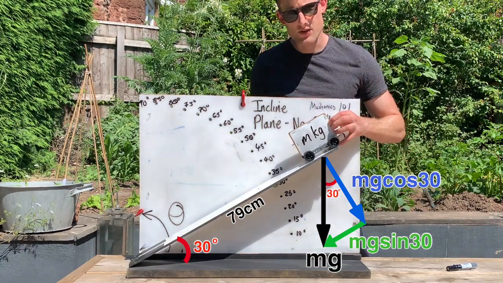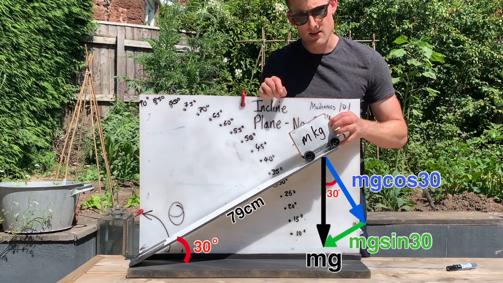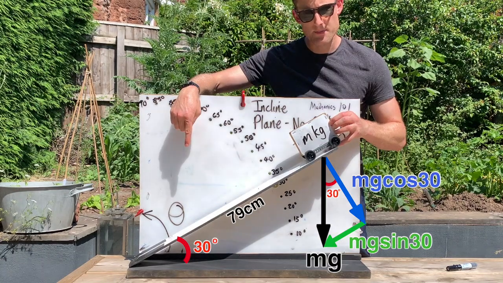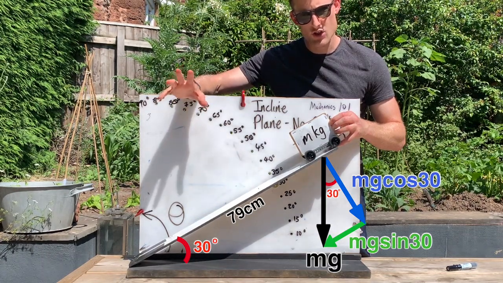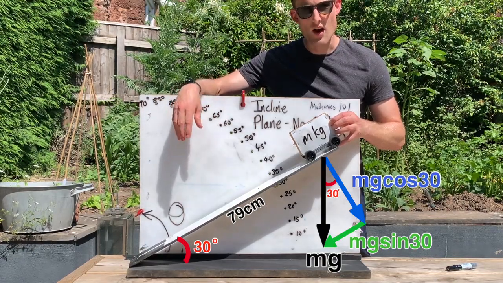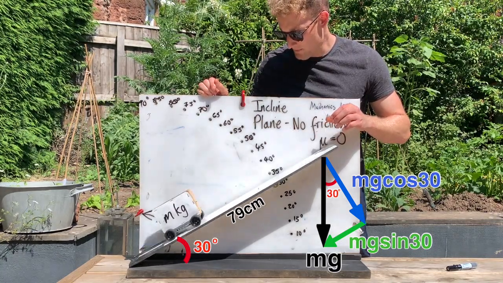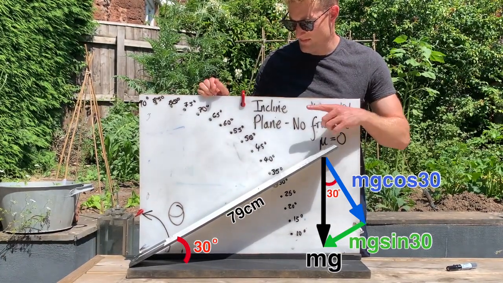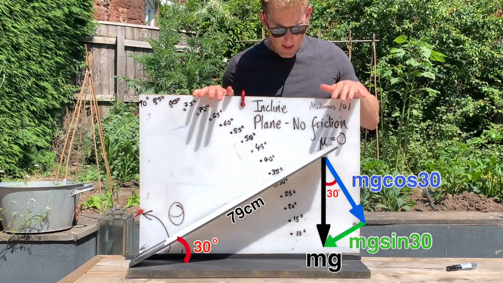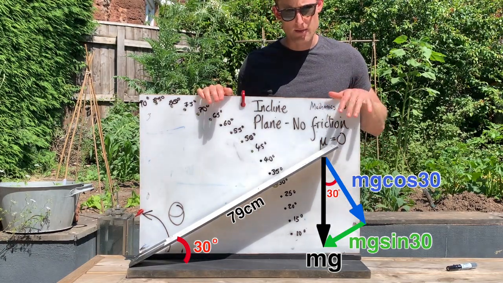So when I let go of this particle, it's going to accelerate at g sine 30 meters per second squared down the slope and get to this end. So we can work out how long it should take, and we can see if it works. Okay? Let go in 3, 2, 1. That is broken now. Anyway, we can work that out, and hopefully what you've realised as well is because we are frictionless, the mass doesn't matter.